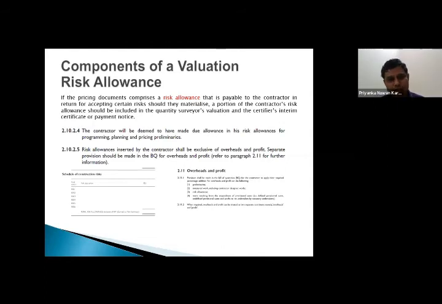So NRM2 says the contractor will be deemed to have made due allowance in his risk allowances for programming, planning and pricing preliminaries as well. Then risk allowances inserted by the contractor shall be exclusive of overheads and profit. This is because risk allowance is something not falling into the family of the overhead and profit.